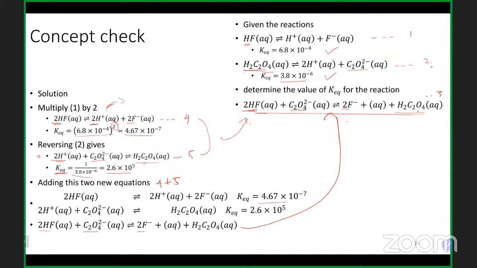We use the new equilibrium constant. So the equilibrium constant for this reaction will now be K equilibrium for reaction 4 multiplied by K equilibrium for reaction 5, which is what we have here.